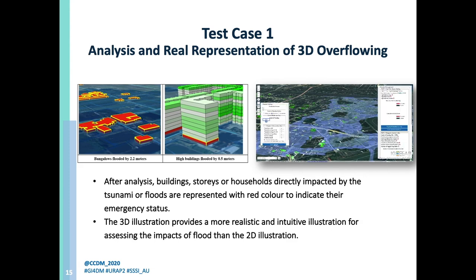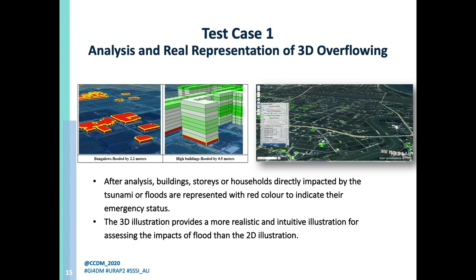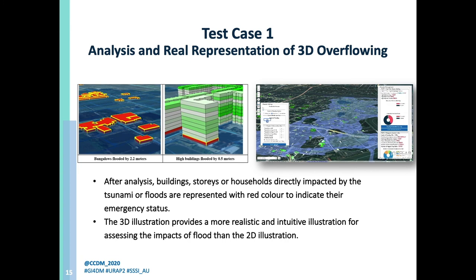There are a total of 5 cases in our proposal. Case 1 is the analysis and realistic representation of 3D overflowing. Like the right side picture in this page, the 3D representation provides a more realistic and alternative representation for assessing the impacts of flood than the 2D. And after analysis, buildings, stories, or households which are impacted by the tsunami or floods are represented with red color to indicate their emergency states, like the left side picture in this page.